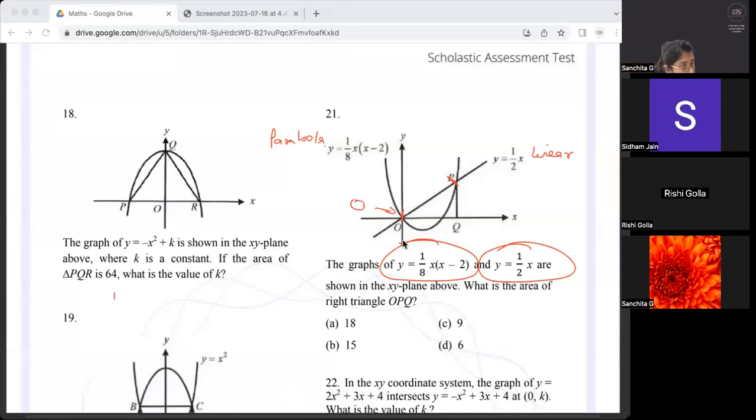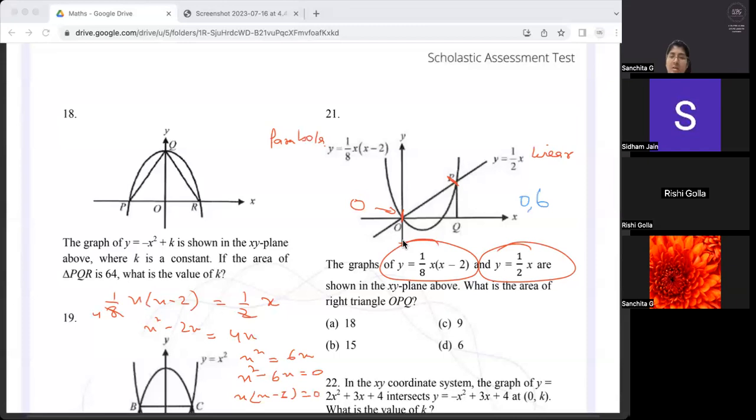So let's do it. 1 over 8 x minus 2 is equal to 1 over 2 x. I can cancel this and I'll get 4, and I can take this 4x over here. I'm just skipping a few steps. x square minus 2x. x square is equal to 6x, so x square minus 6x is equal to 0, and I'll get x minus 6. What are my factors now? 0 and 6. Do you agree with me?